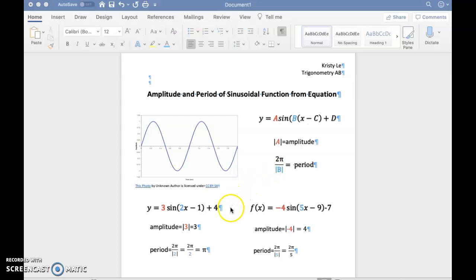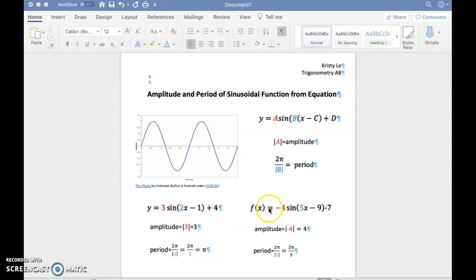In example 1, we are given that A is equal to 3 and B is equal to 2. To find the amplitude, it's the absolute value of 3, which is just equal to 3. So amplitude is equal to 3. And the period, we follow the formula over here, which is 2 pi over the absolute value of B, which is 2. So that gives us 2 pi over 2, which cancels out to just pi.